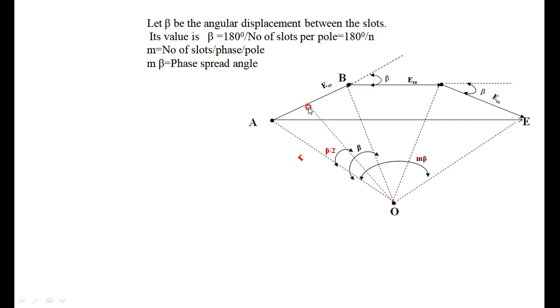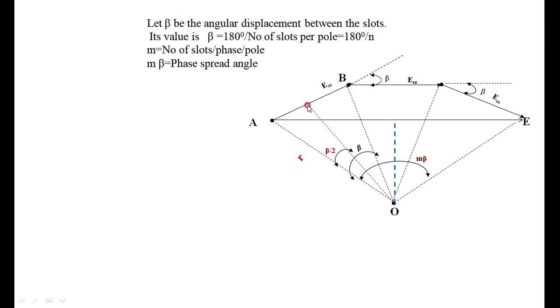Then I am making two construction lines. One I am dropping from AB, that is one of the induced coil voltages, and another one I am dropping as a perpendicular from the center to the resultant. Now I am interested in the voltage induced in the distributed winding, that is I want to calculate AE.